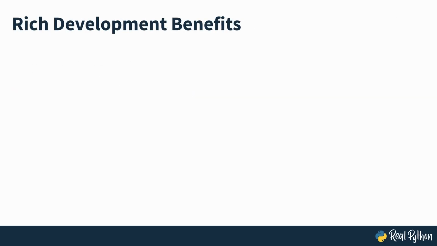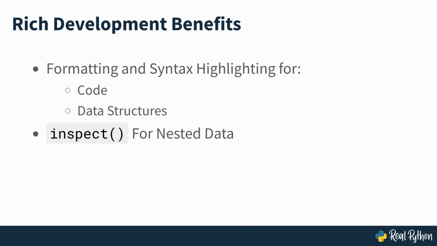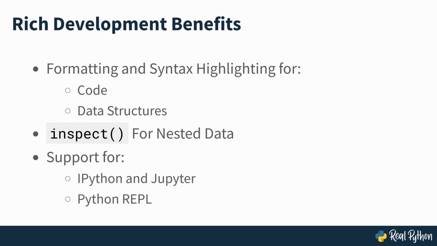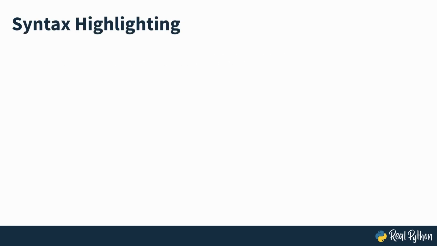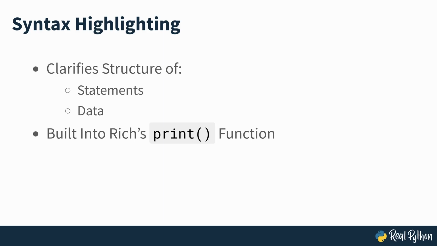For instance, it has built-in support for formatting and syntax highlighting Python code and data structures, and it has a useful inspect function that lets you examine deeply nested data. The Rich installation has support for IPython and Jupyter, but here you'll be exploring it with Python's built-in REPL. The first Rich feature that you'll explore is syntax highlighting. This helps to clarify the structure of programming statements and data. Syntax highlighting is built into Rich's print function.